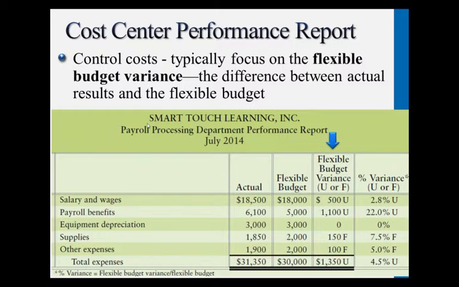Let's look at the payroll, for example. So we have our flexible budget variance. It's a payroll processing department performance where we have salary and wages, payroll benefits, equipment depreciation, supplies, and other expenses, and we calculate our total expenses. Now see this, we have our flexible budget variance calculated, and it's either favorable or unfavorable. And we also calculate the percent of variance, all right? So that indicates to us the level of the performance for that particular unit.